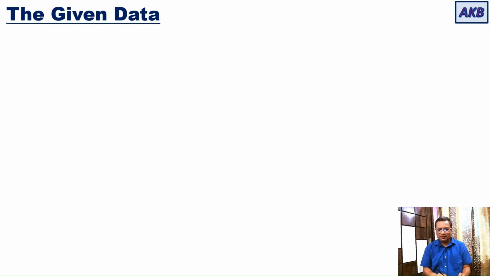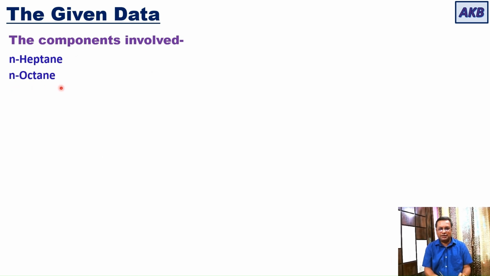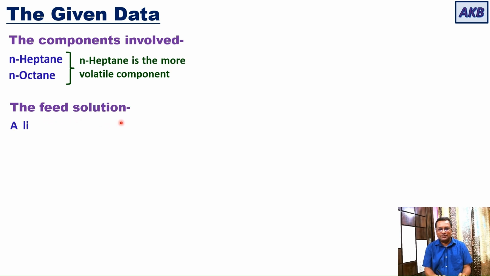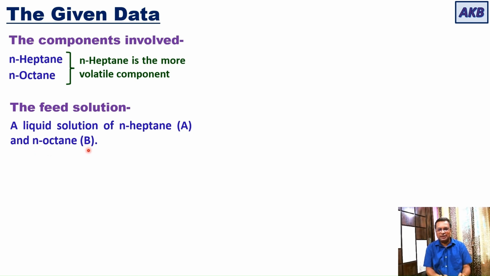So first of all, we will collect the given data. The components involved, there are two components, N-heptane and N-octane. Out of these two, N-heptane is the more volatile component. And then the feed solution, it is a liquid solution of N-heptane and N-octane. N-heptane being the more volatile component, I am going to denote it by capital A, and the other component, that is N-octane, I am going to denote it by B.